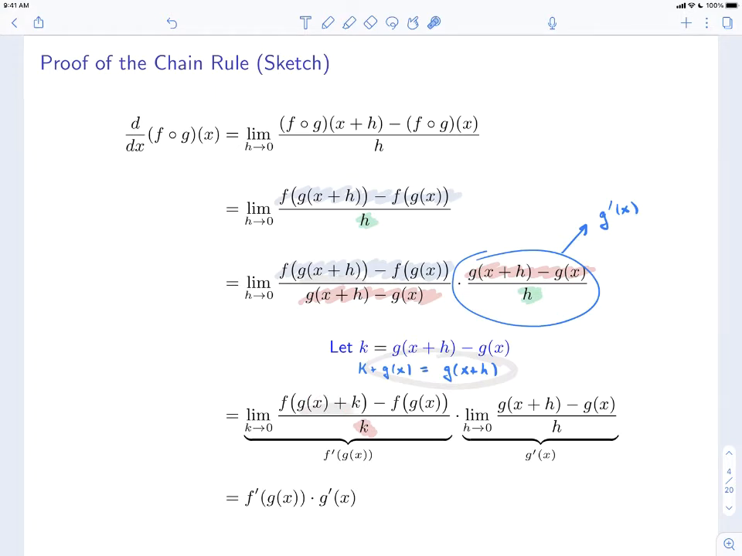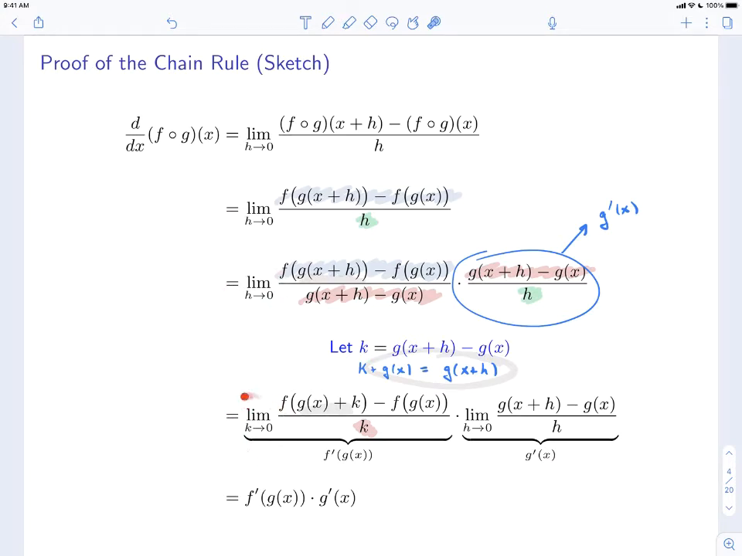And we're looking at the limit as h goes to 0, but if h goes to 0, then by continuity, this thing goes to 0, so k goes to 0. Remember that if a function is differentiable, it must be continuous. So we're assuming that g is differentiable. We're assuming that the derivative exists. And so what does that tell us? That tells us it must be continuous. So as h goes to 0, g at x plus h goes to g at x. So that means that this value for k goes to 0. So as h goes to 0, k goes to 0.